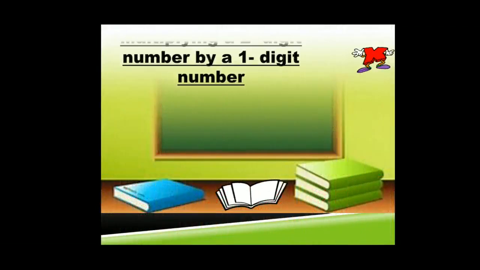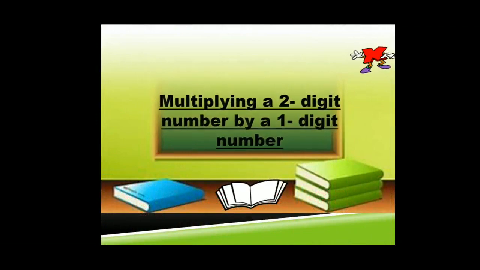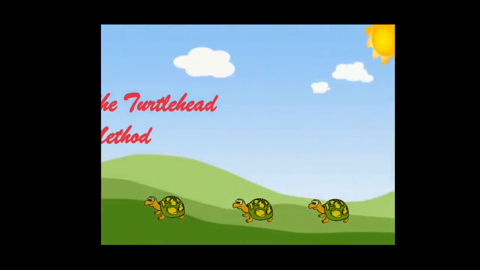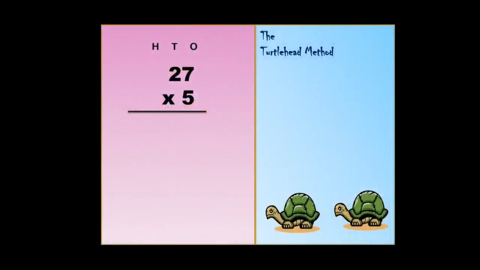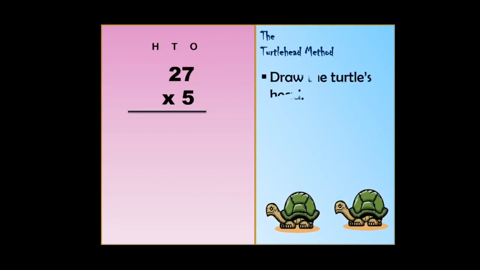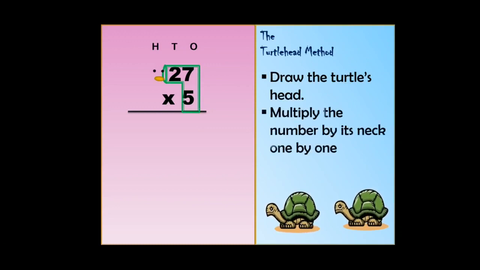Now, we'll be learning multiplying a 2-digit number by a 1-digit number and we'll be using the Turtlehead method. Let's see how. So we can see that there is a 2-digit number 27 multiplied with 5 and we'll be using the Turtlehead method. Let's see the first step. The first step is to draw the turtle's head. So here we are. The second step is to multiply the number by its neck one by one.